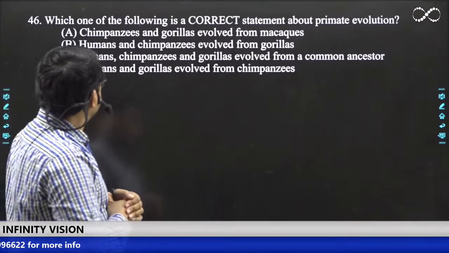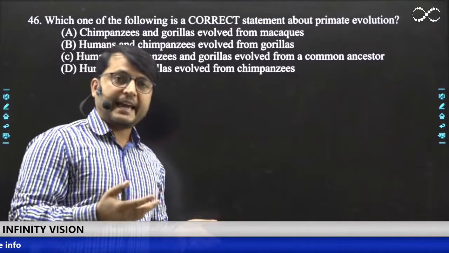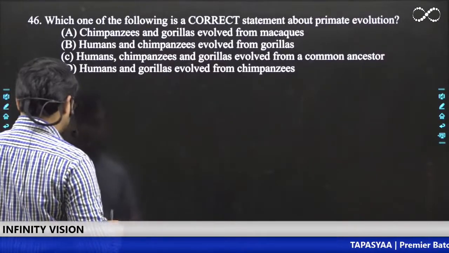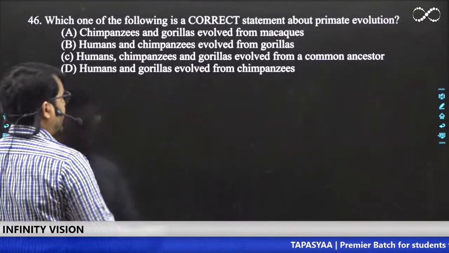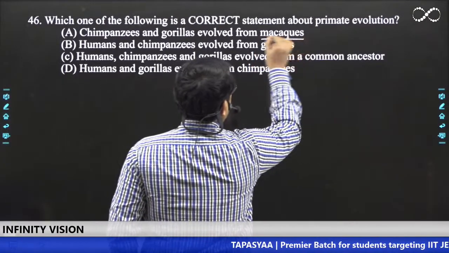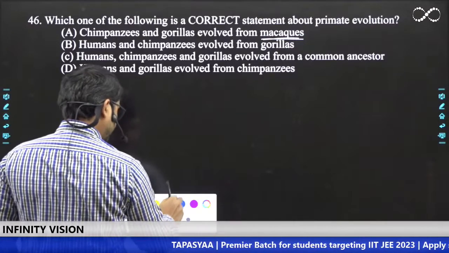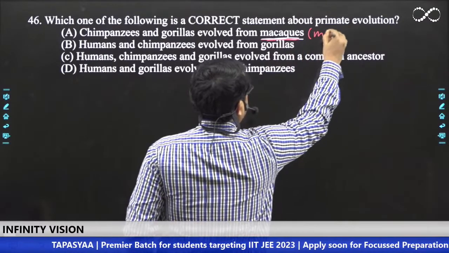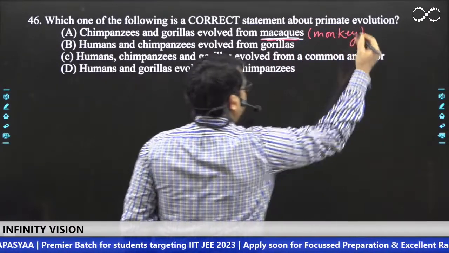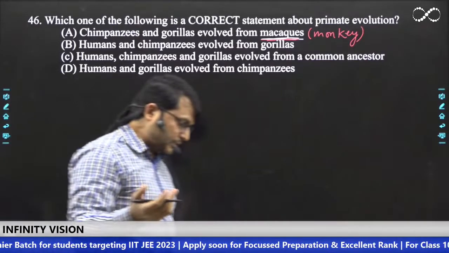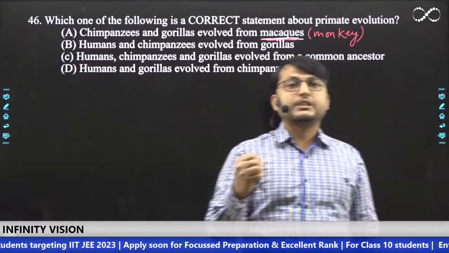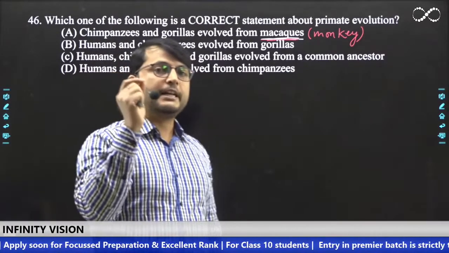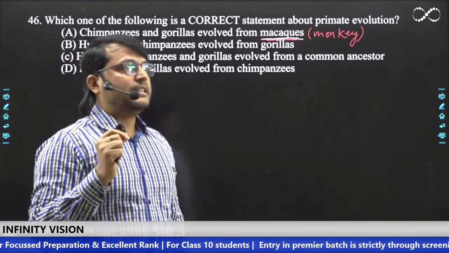The first option says chimpanzees and gorillas evolved from macaques. Many of you may not know what macaques are. Let me tell you that the macaque is a type of monkey. And since we are talking of macaques, let me also tell you that macaques were the monkeys from which the RH factor was discovered. From the macaque monkey we first found out the RH type of antigen.